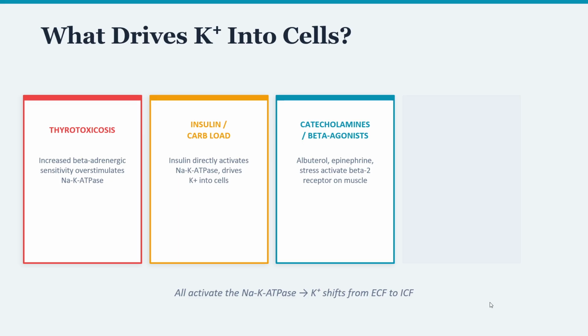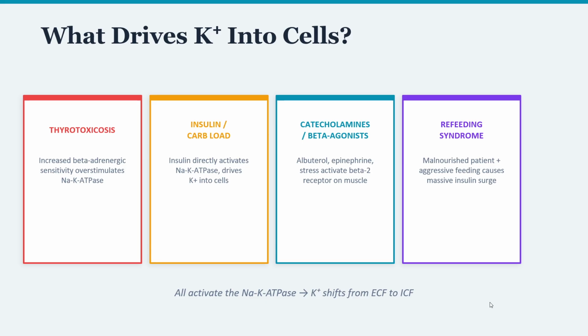Third, catecholamines and beta agonists. Epinephrine, albuterol, any beta 2 agonist. They activate the sodium potassium ATPase and drive potassium into cells. And this is clinically relevant. I've seen patients getting continuous albuterol nebs for asthma exacerbations whose potassium drops to the twos. Stress, whether physiologic or emotional, causes catecholamine release and can do the same thing.